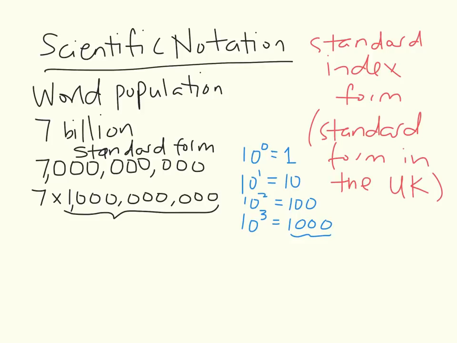So this will be 7 times 10 to the power of, and we're going to count now. This is what I do when I write it in scientific notation: I count every time. So 10 to the power of 0 is 1, this is 10, 10 squared, 10 cubed, 4, 5, 6, 7, 8, 9. So there it is: 7 times 10 to the 9 power. This number is now in scientific notation.